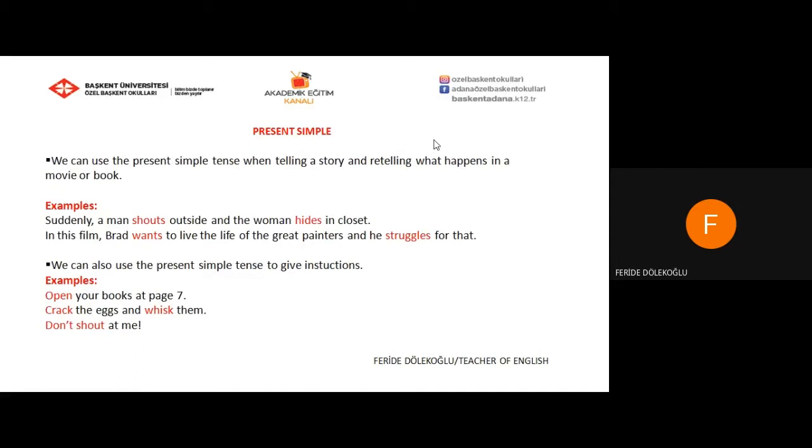We can use the present simple tense when telling a story and retelling what happens in a movie or book. Suddenly, a man shouts outside and the woman hides in the closet. In this film, Brad wants to live the life of the great painters and he struggles for that. We can also use the simple present tense to give instructions.